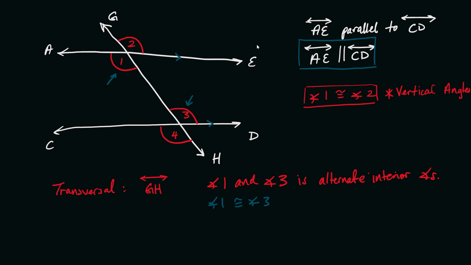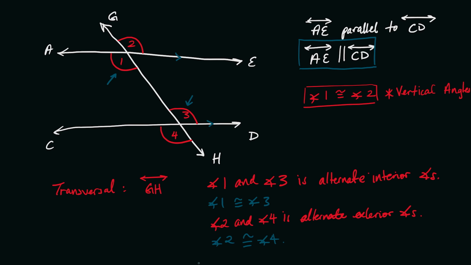What if we wanted to say that angle 2 is congruent to angle 4? That is what we call alternate exterior angles. So angle 2 and angle 4 are alternate exterior angles, right? And in this case, we can also say that they are congruent to each other because of the transversal. So angle 2 is congruent to angle 4, right? That's the whole point of this.